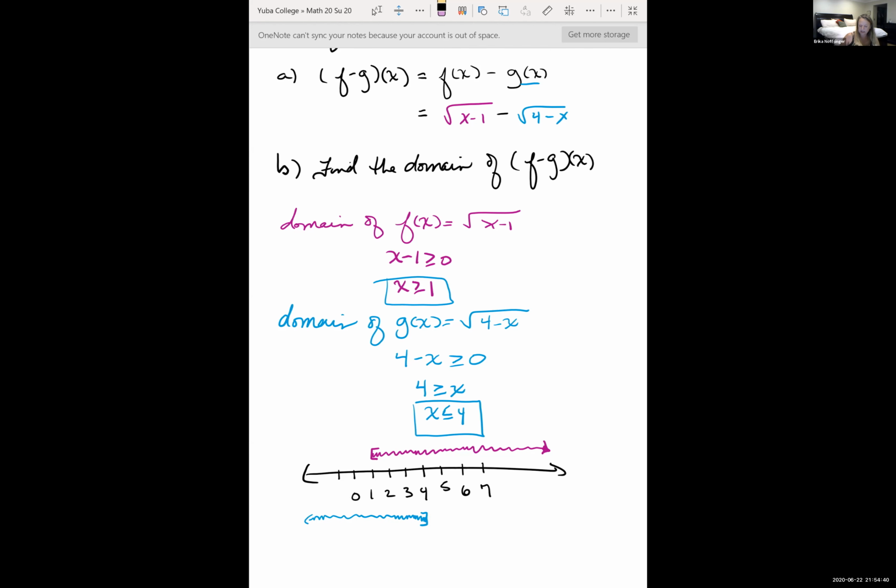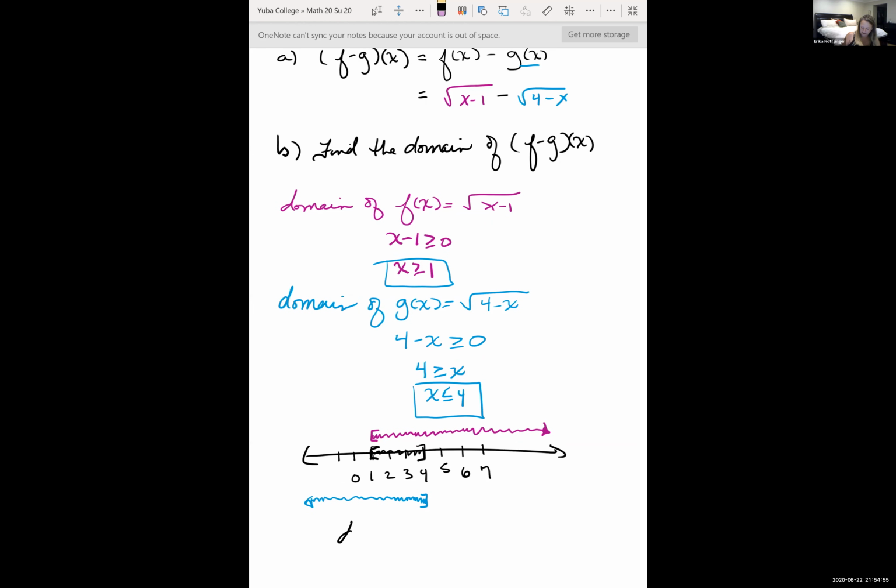And so if we're looking at what they share in common, it's where they overlap. So the numbers they share in common include 1 all the way up to and including 4. So our domain, if it asked in interval notation, we would write bracket 1 comma 4 bracket. Or if it wanted it in inequality notation, we would write it as 1 less than or equal to x is less than or equal to 4.